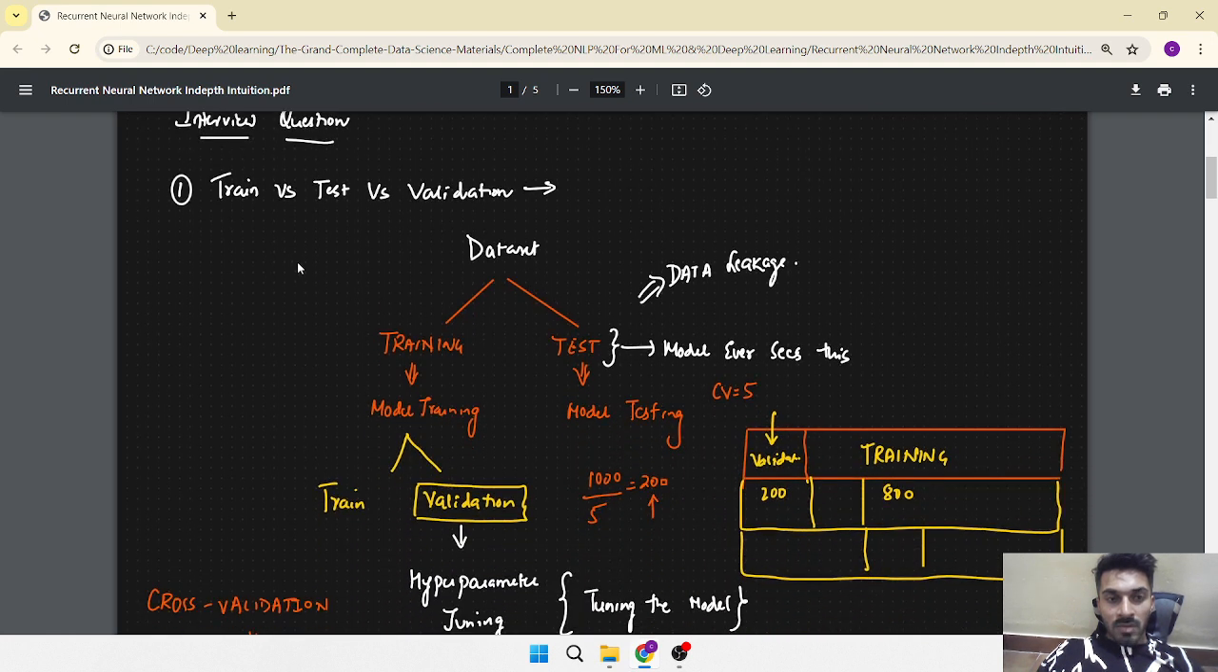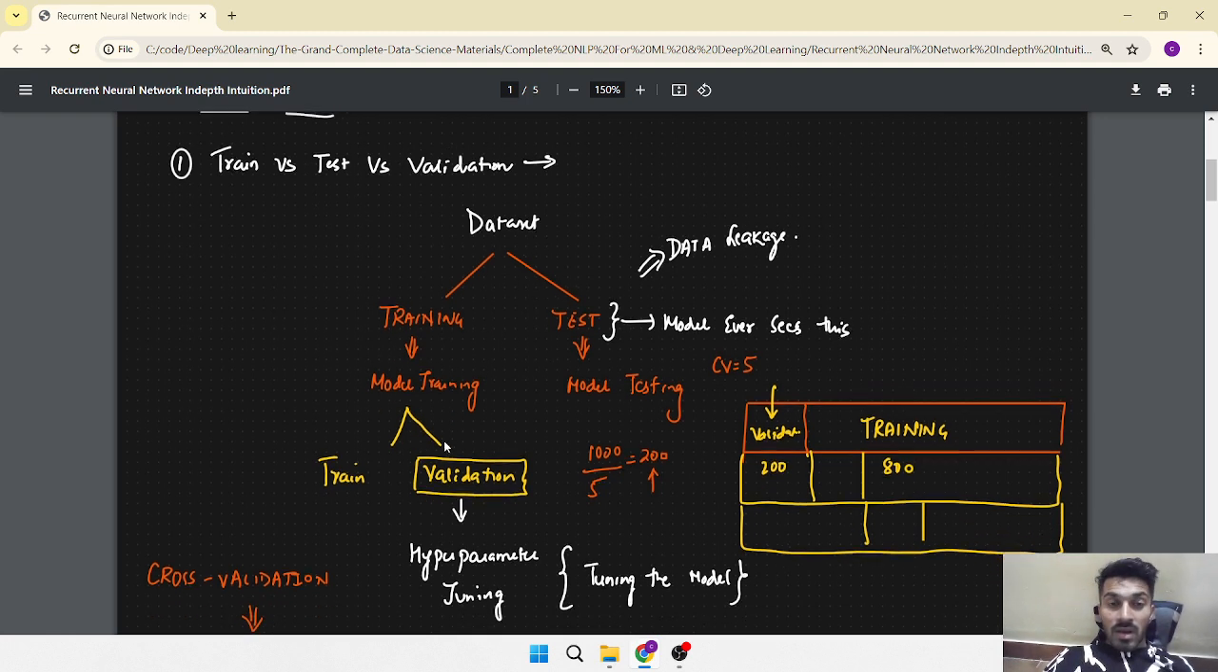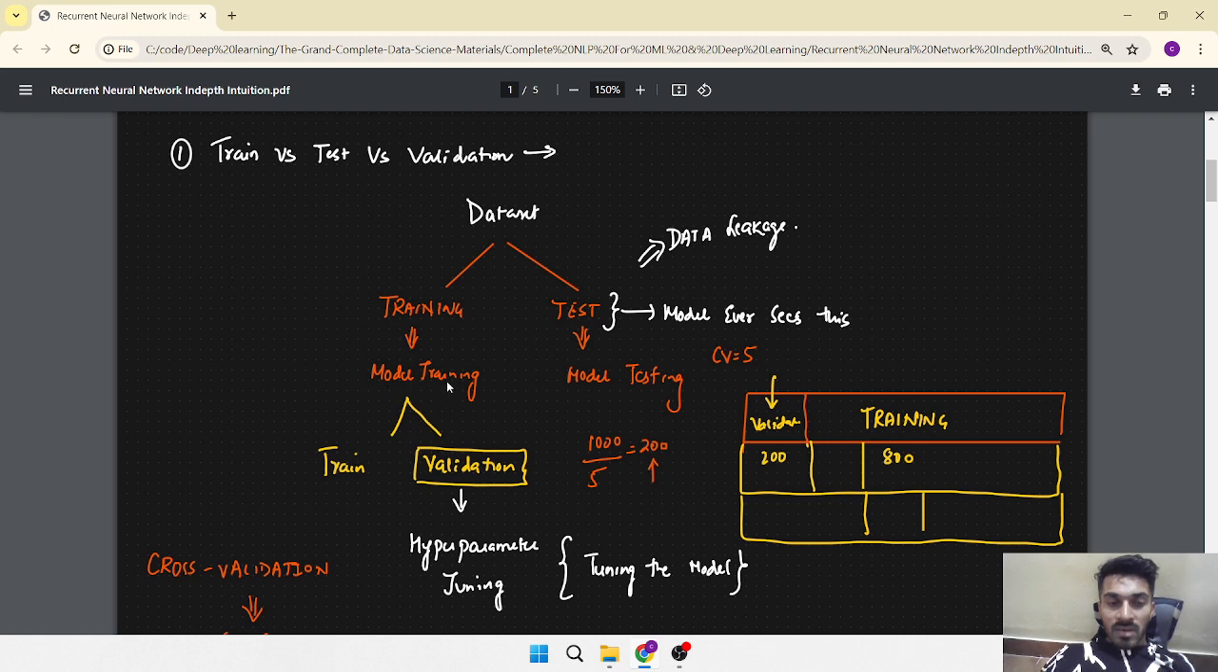Okay, so this is an interview question. In one of the interviews, they will ask what is the difference between train, test, and validation? It is a very simple question. Training is the data where we train the model, and testing data is where we evaluate our model, like how our model is working. At the time of training, we train our model, and testing is to evaluate how our model is working.